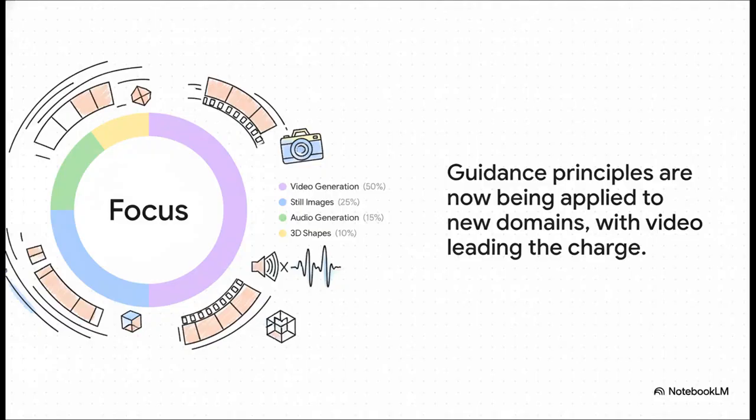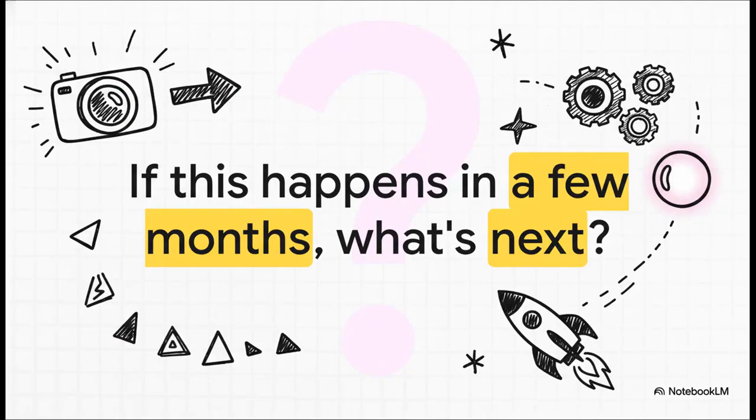This really shows that the core ideas we've talked about, starting with noise and guiding it toward a specific goal, are now being applied to create not just pictures, but also video, audio, and even 3D shapes. And right now, video generation is, without a doubt, the hottest area of development. And all of this leaves us with one final provocative thought. If the leap from high-quality images to stunningly realistic video can happen this quickly in just a matter of months, what breakthroughs are just around the corner? It's a question that is as exciting as it is completely impossible to answer.